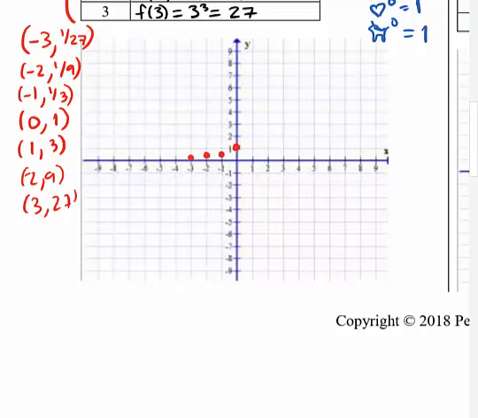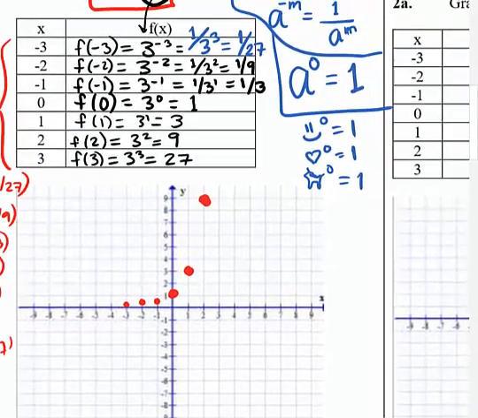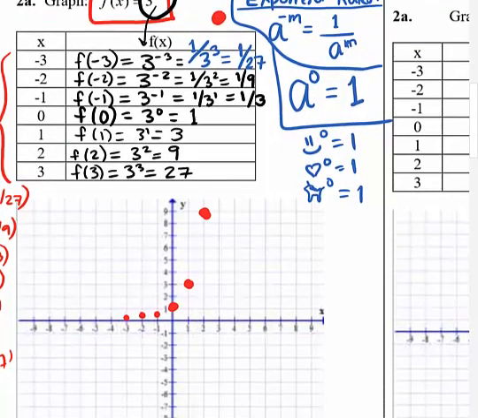1, 3 would be, oh wait, sorry, 0, 1 would be here. 1, 3 would be here. 2, 9 would be here. And then 3, 27, that's going to be way off. That one you don't have to plot since it's off the grid, but it might be way up here. Like that, maybe? I don't know.